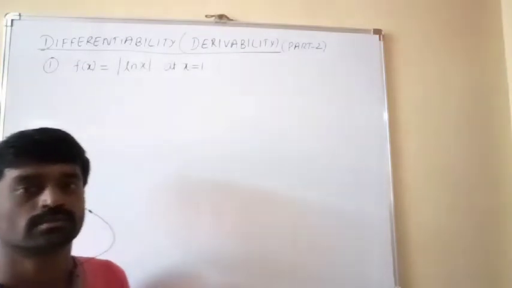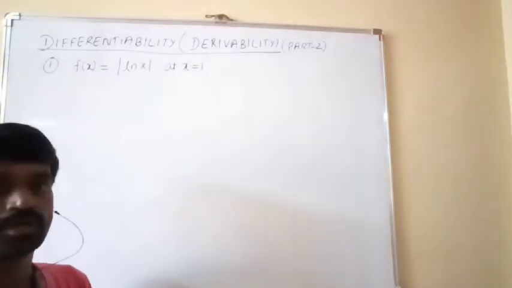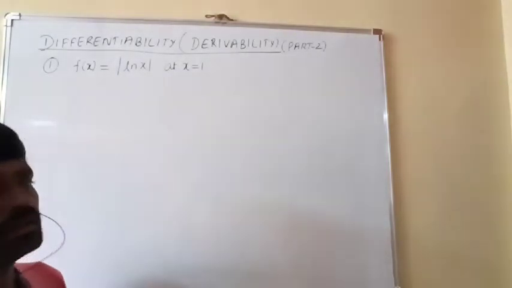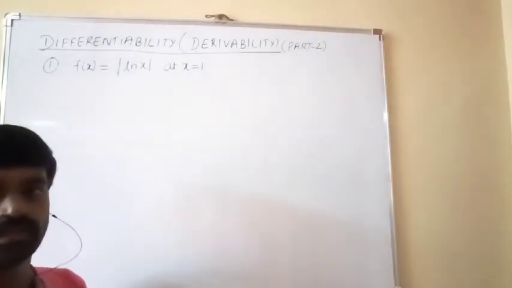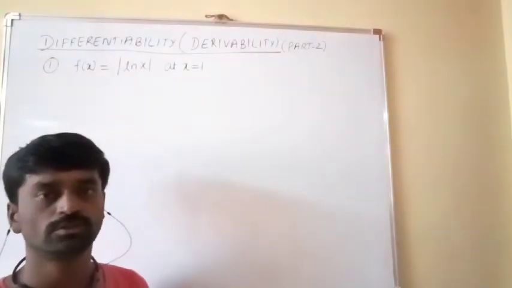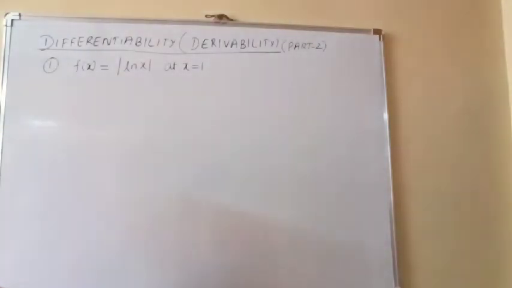Hi my dear students, so I'm going to start problems part 2. Here it is given that find the left hand derivative and right hand derivative of the function at x equal to 1. Both the left hand derivative and right hand derivative at x equal to 1.